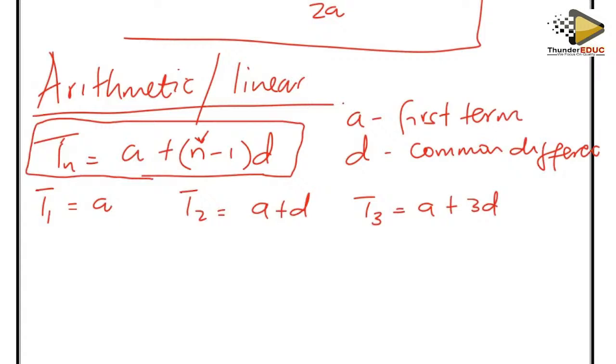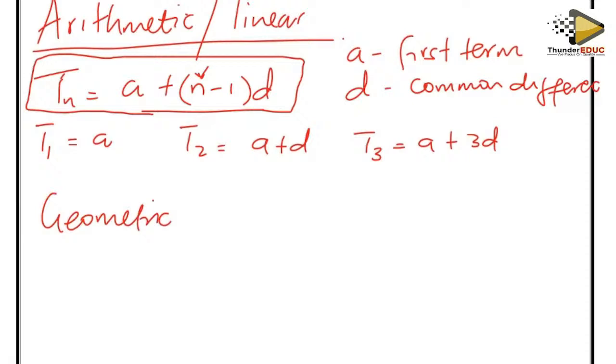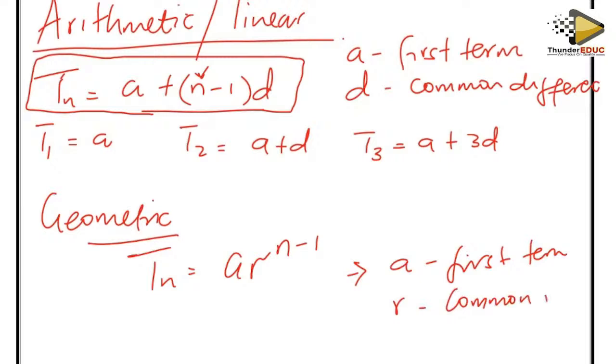And then lastly, we have what we call the geometric sequence or pattern. Okay, the general term of the geometric is given as a r to the power n minus 1, so the exponent of n minus 1, where we still know that our a will be the first term. Okay, and then r will be what we call the common ratio.